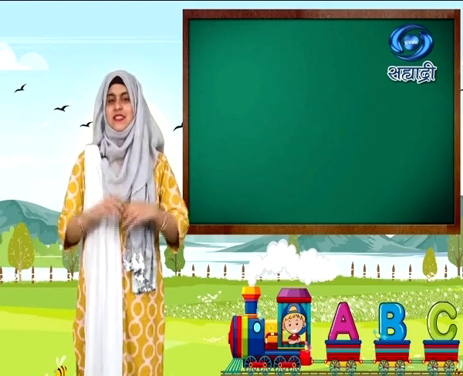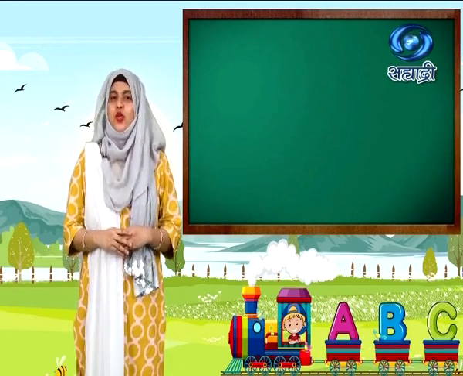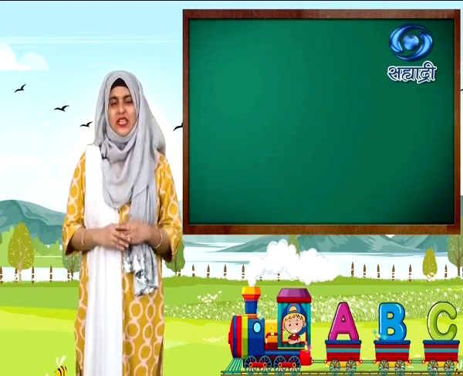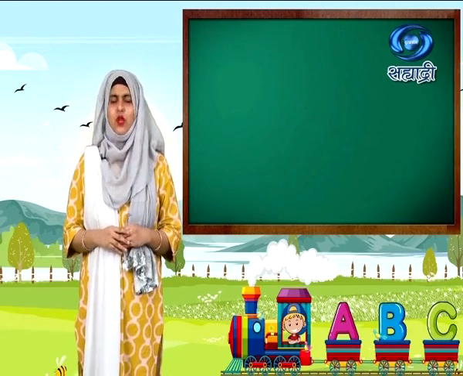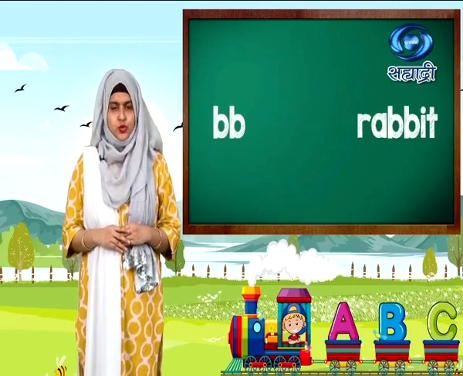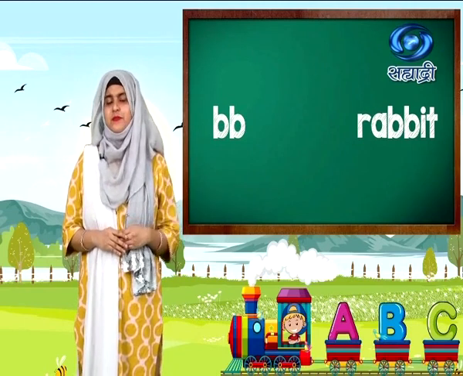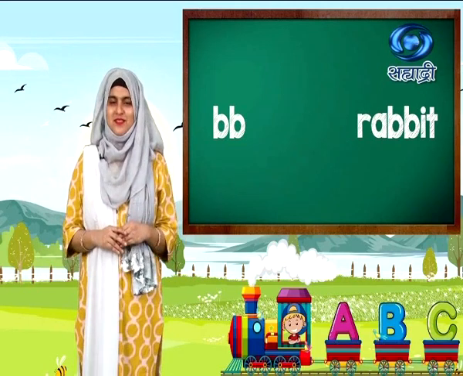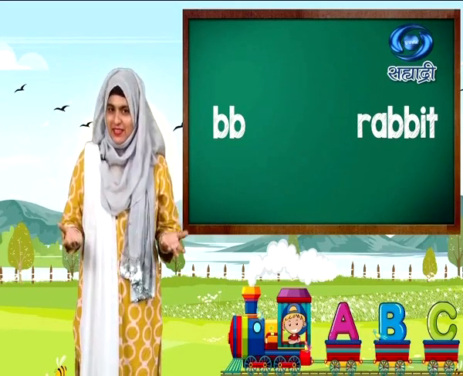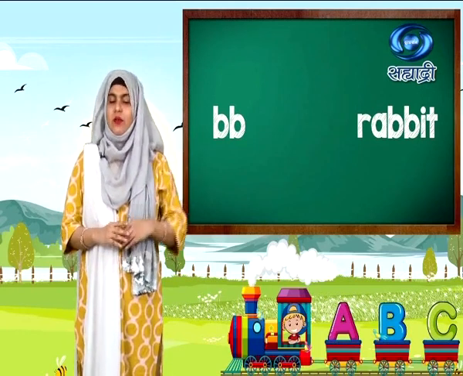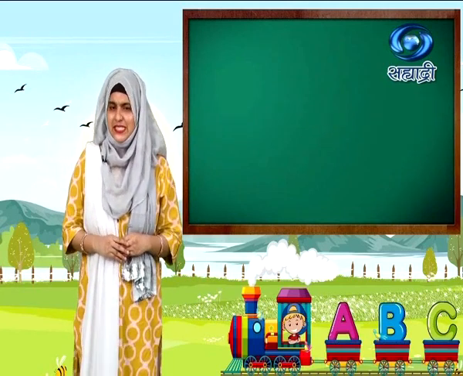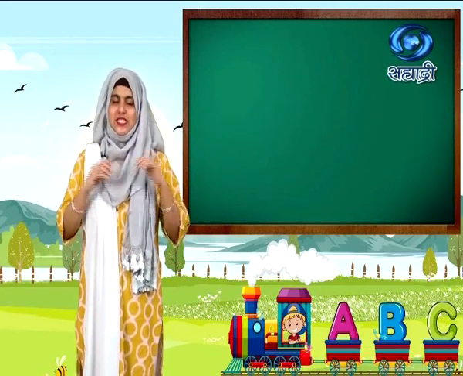Children, now it's time for another interesting activity. You will have to match the double letters with its correct word. For example, do you see double B's here? What do you think it will match with? Correct. Double B's will match with the word rabbit. Let's see a few more words.